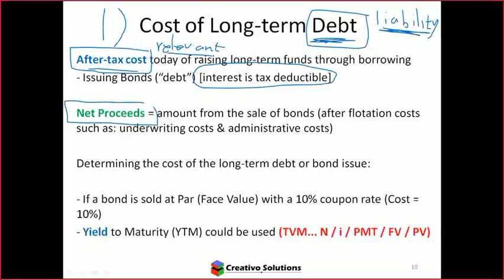Net proceeds means what you get after having issued the bonds. So what am I going to do with flotation costs, add or subtract? Subtract, correct. Because net proceeds means what you have left over after you've raised the capital, how much you're actually going to be utilizing in the business. Make sense? Good.